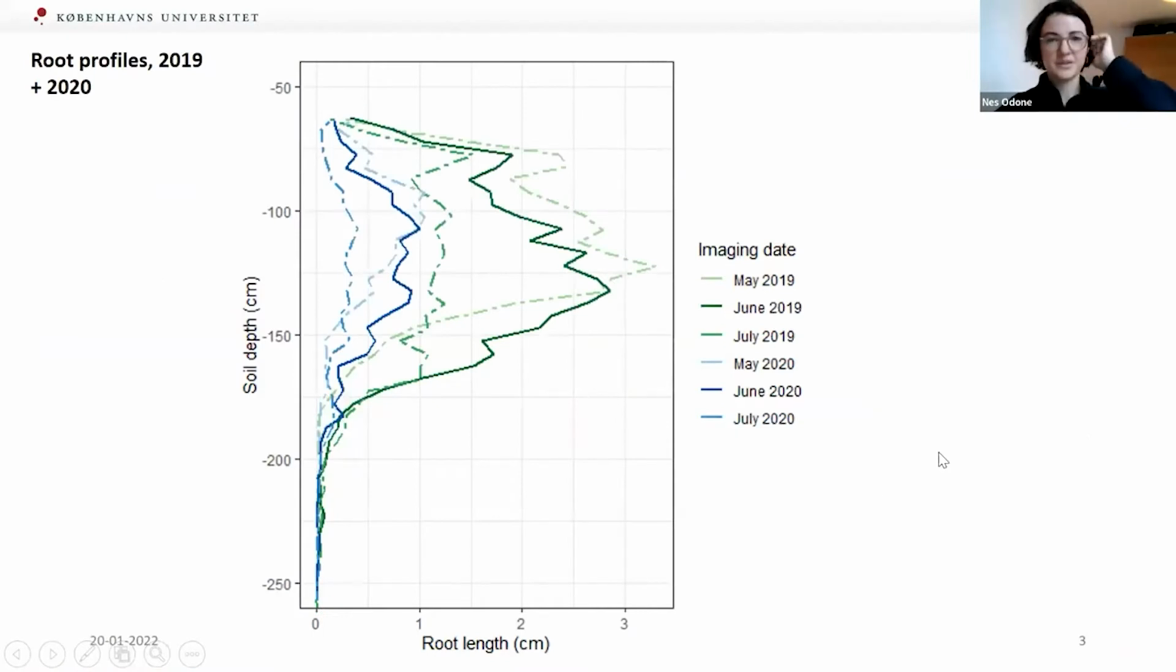So firstly, to show you some of the roots, these are root profiles from in the soil in 2019 and 2020. So you can see we have the soil depth going down to 2.5 meters. And this is the average root length at each of those soil depths. In green, you can see 2019, and in blue is 2020. And I've just highlighted the June data from each of those years, because those give us the best results that we most frequently use. And you can see that we do have roots going down to around 2 meters in both years. Although there are a lot more roots in 2019 than in 2020 for various reasons.